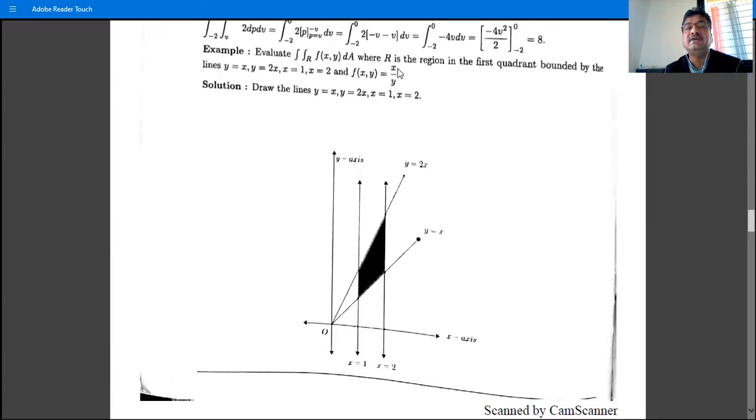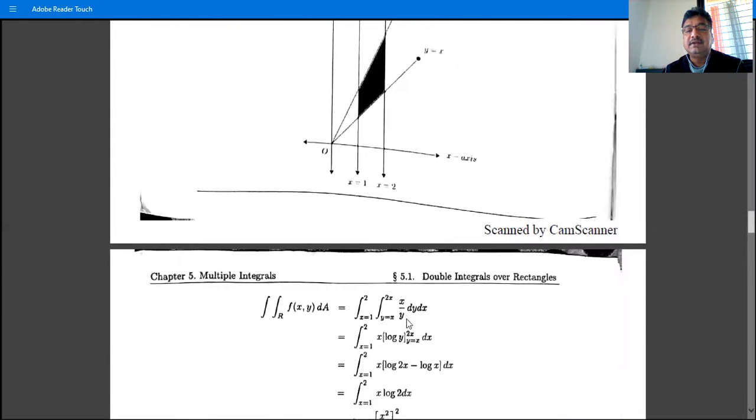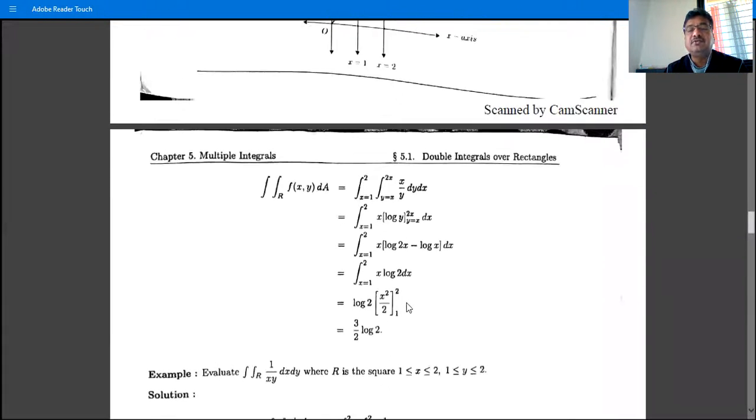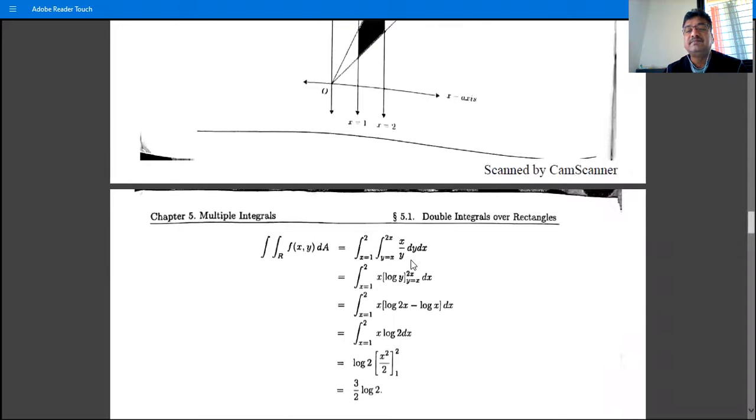And f(x,y) is x/y. So the integral over R of f(x,y) dA is the integral of x/y. We can integrate either with respect to y first or with respect to x first. Suppose we integrate with respect to y first: dA is dy dx, right? dy first, then dx. Then what are the limits of y and of x? We have to find those.